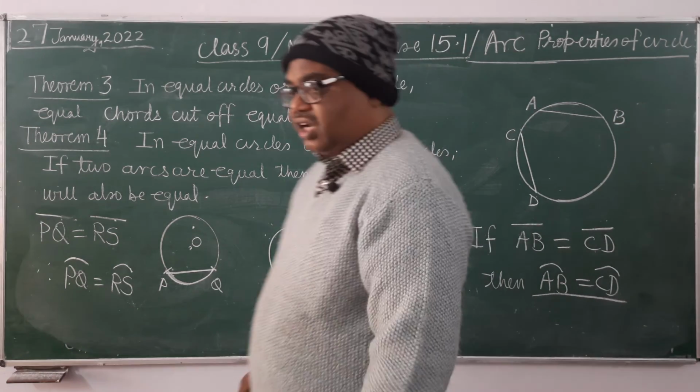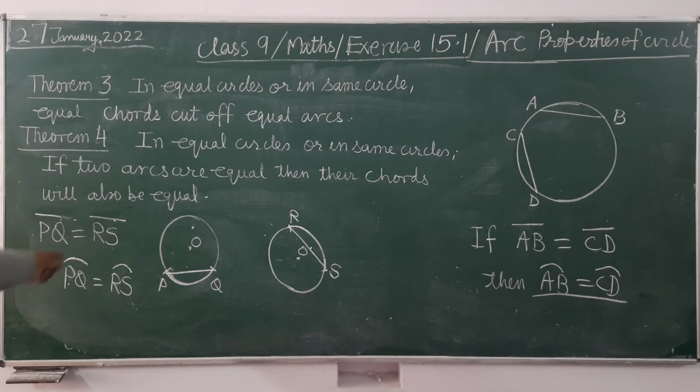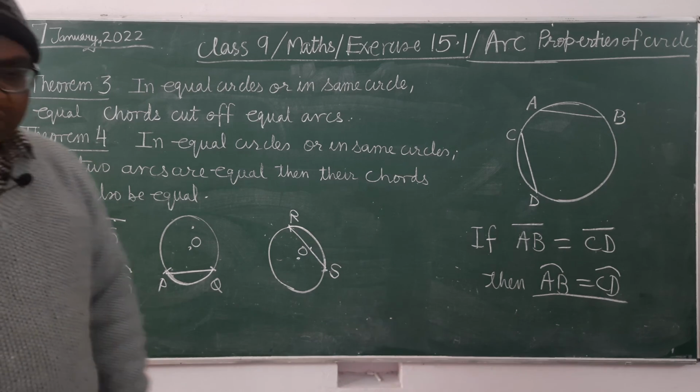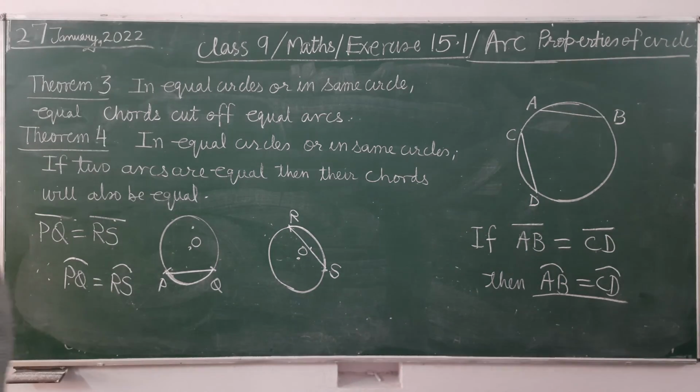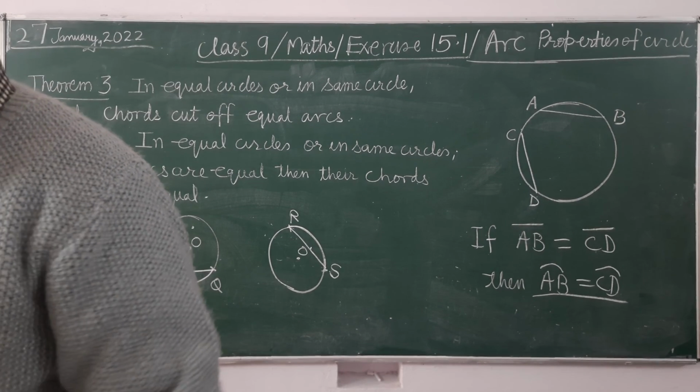In equal circles or in the same circle, if two arcs are equal, then their corresponding chords will also be equal. And what is theorem 3? In equal circles or in the same circle, equal chords cut off equal arcs. So now after this we will do the exercise in the next lecture.